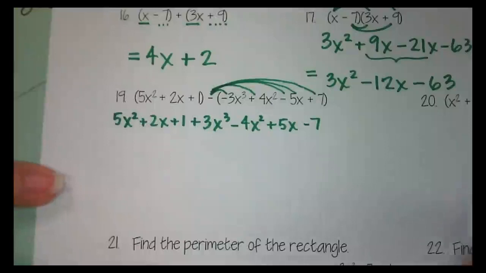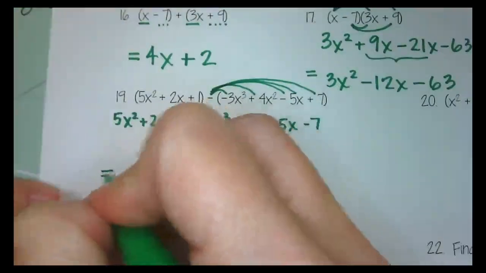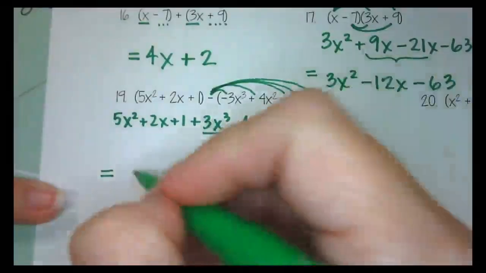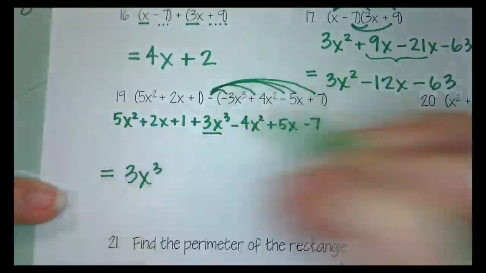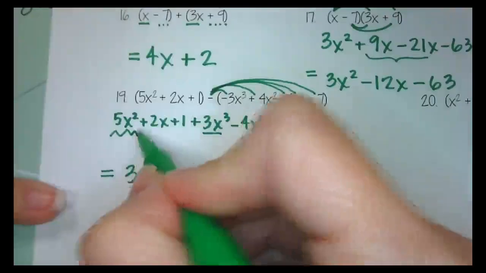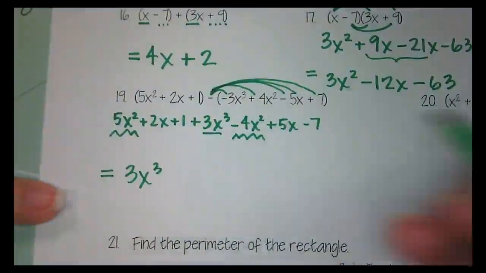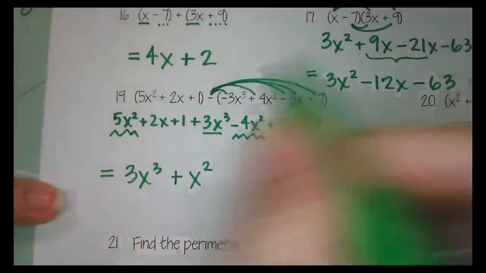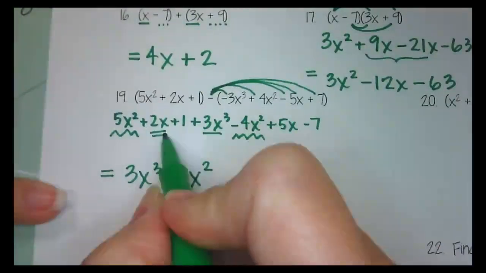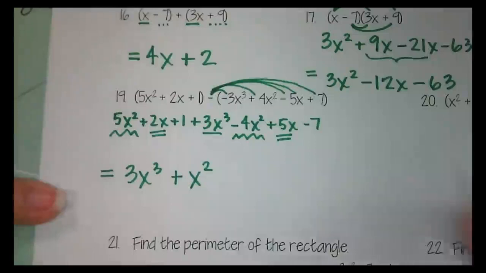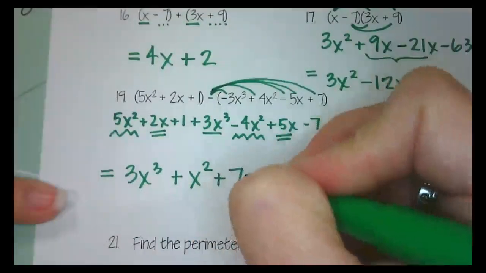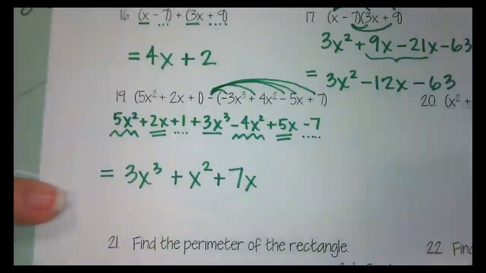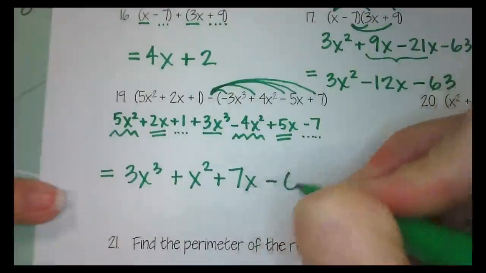And now we can go through and look for like terms. And then keep in mind that highest exponent goes first. So the highest exponent is right here. So 3x cubed. Next up, it looks like those two. So that would be plus x squared. I'm going to double underline those guys. That looks like 7x. And then I'm going to put little dots under those two, which would be minus 6.